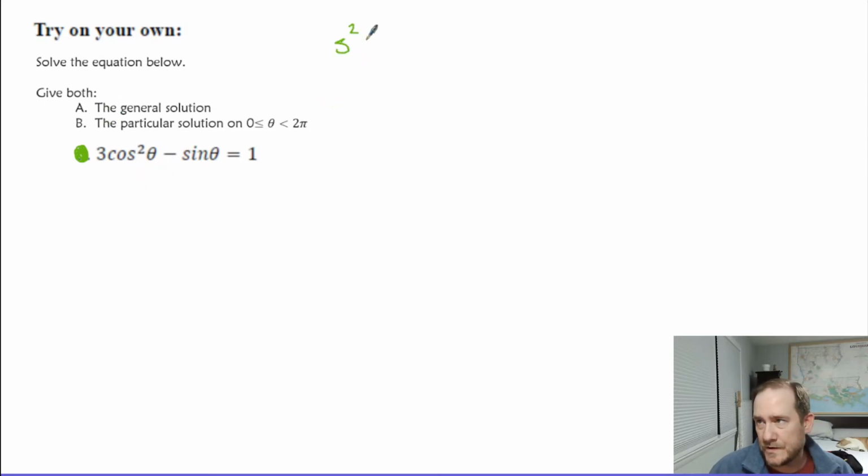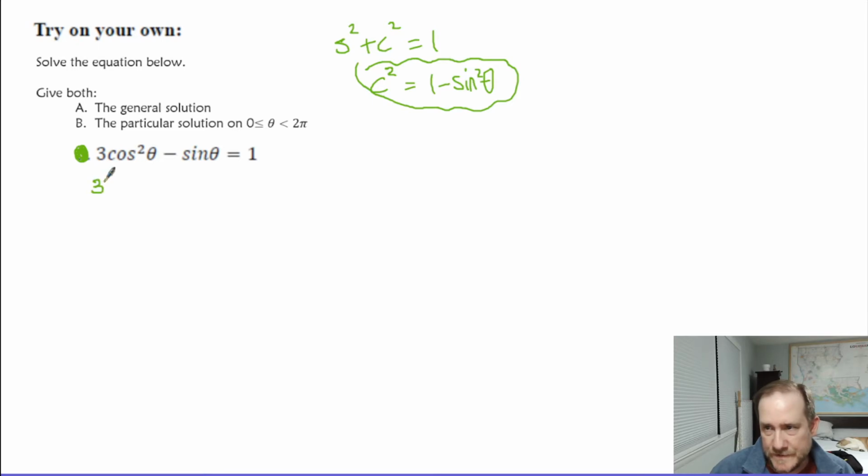Remember, if sine squared plus cosine squared equals 1, then you subtract sine squared, and cosine squared will be 1 minus sine squared. So we're going to make that substitution right away. We'll have 3 times 1 minus sine squared theta, minus sine of theta, and it'll equal 1. Next, we'll distribute the 3, so we'll have 3 minus 3 sine squared theta minus sine theta equals 1.